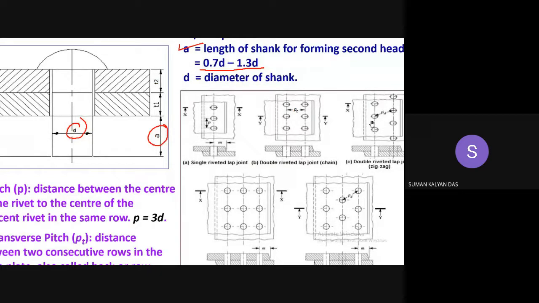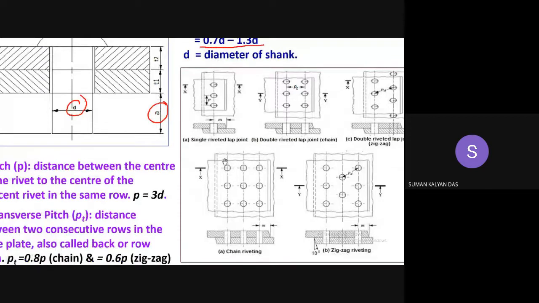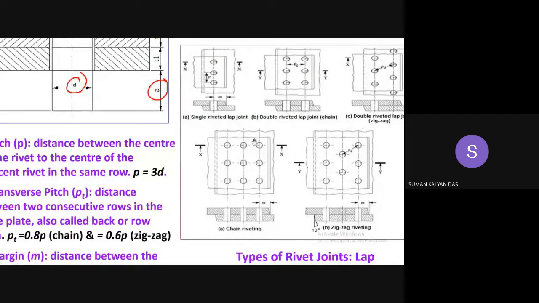This third picture represents a double row rivet, but the formation is zigzag. In the earlier case the formation is more like a chain type, but here the rivet formation is zigzag. And this is a rivet where 3 rows are used, again a zigzag riveting with 3 rows. So this particular line is a single row of rivets.